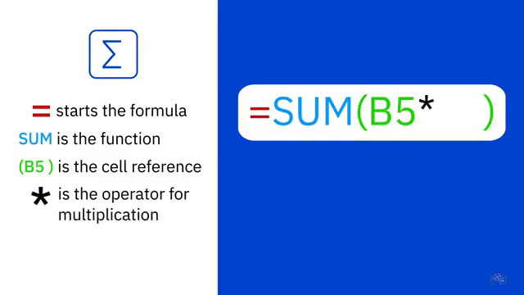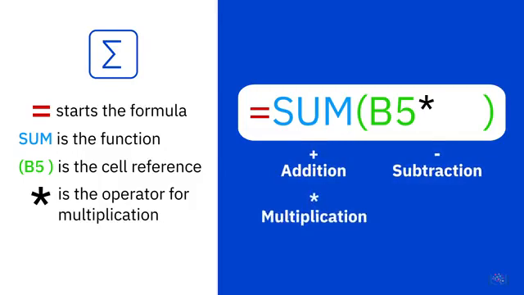You also have operators, which specify what type of calculation to perform. Common arithmetic operators include addition, subtraction, multiplication, and division, and these are represented by symbols: the plus symbol for addition, the minus symbol for subtraction, the asterisk for multiplication, and the / for division. There are other types of operators too, namely comparison, text concatenation, and reference.